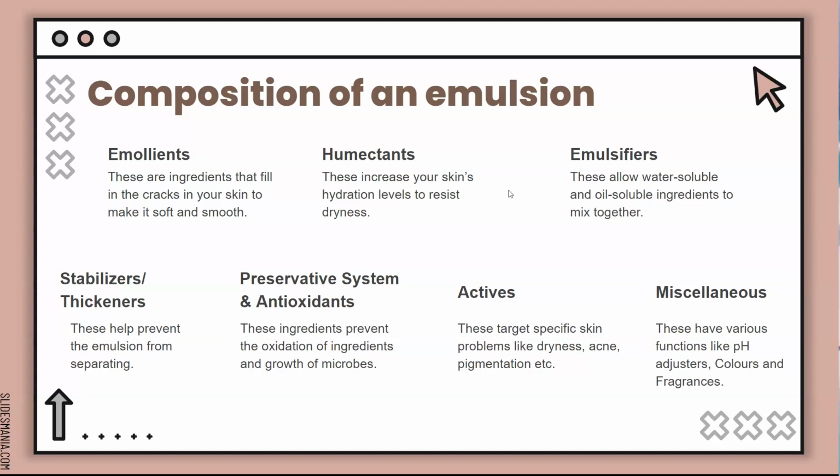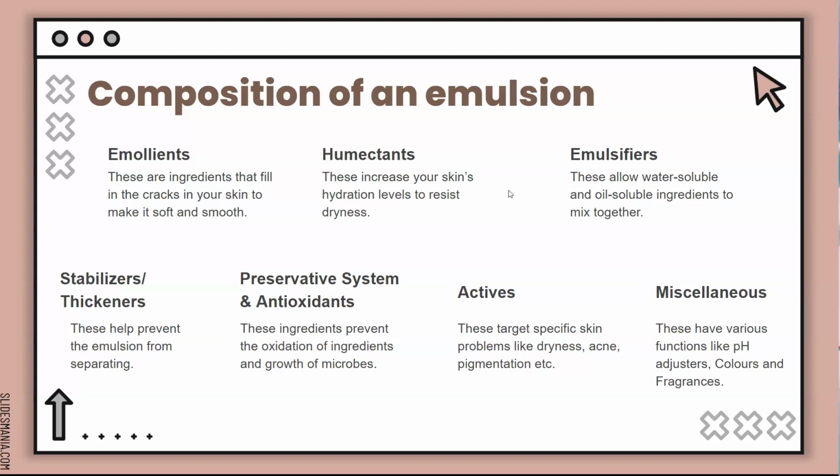So now that we know what an emulsion is, we can discuss what ingredients compose an emulsion. These ingredients are divided into several categories, such as emollients, which are ingredients that make your skin soft and smooth. They do this by filling in the cracks in your skin. We also have your humectants. These ingredients increase the hydration level in your skin to resist rough or scaly dryness.